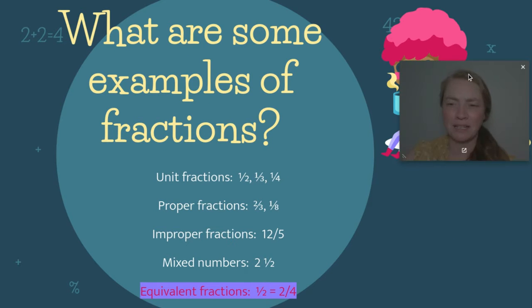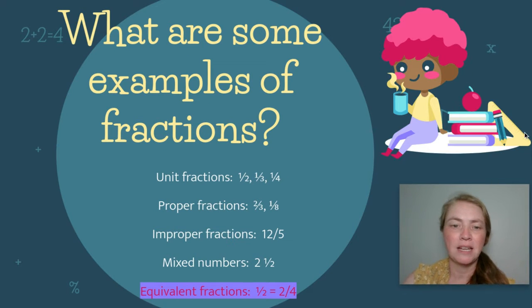So here we have some examples of fractions. You can see we have unit fractions, and what unit fractions are fractions that have 1 in the numerator, or 1 on the top. So this is 1/2, 1/3, and 1/4. They are also proper fractions. Proper fractions are any fractions that have a lower numerator than denominator. The numerator is the top number and the denominator is the bottom. The numerator is the part and the denominator is the whole.